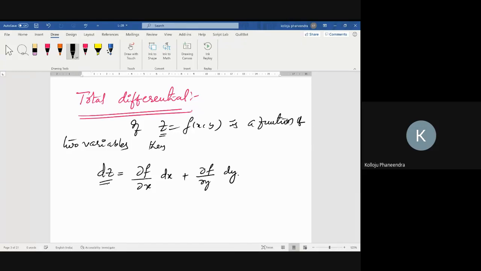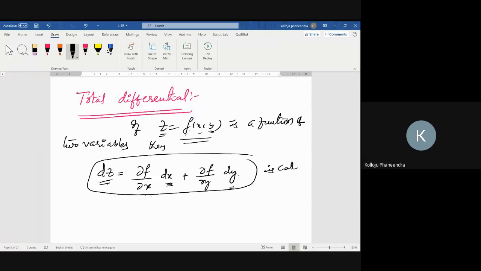And for a function of two variables, how is it defined? Since f is a function of two variables, first f derivative with respect to x, that is dou f by dou x into dx. For x, total derivative dx. Similarly, f derivative with respect to y, dou f by dou y, and for y total derivative, that is dy, is called total differential.